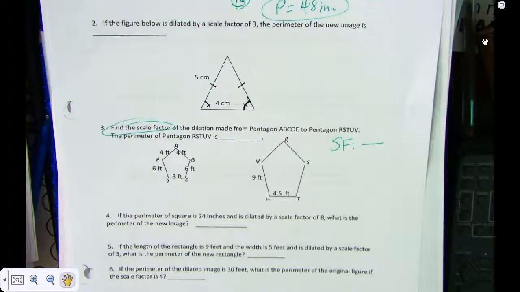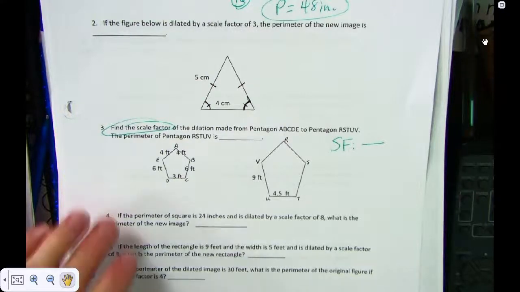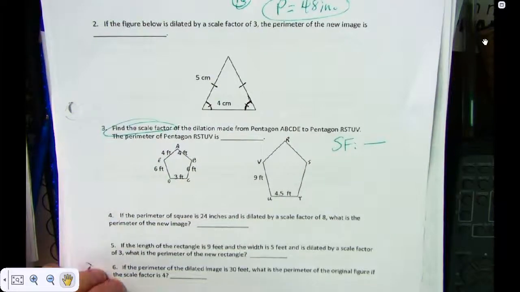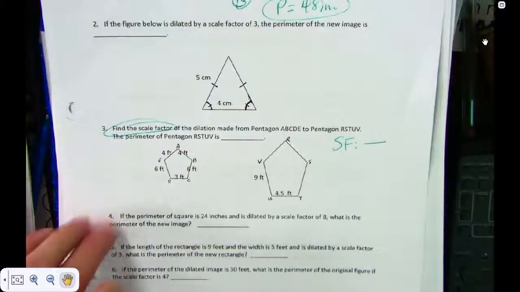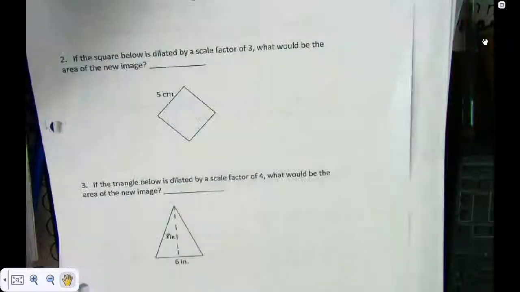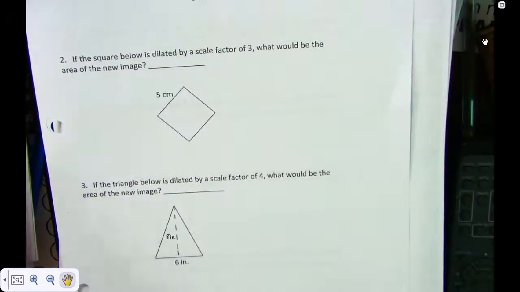Let's think a minute. After you find the scale factor, what you would do. Think about it. Every problem you're going to do one way. You do not have to do both ways. Just do one way. There's a few of them you have to use the rule at the top of the page. Okay, look at page 7.7.